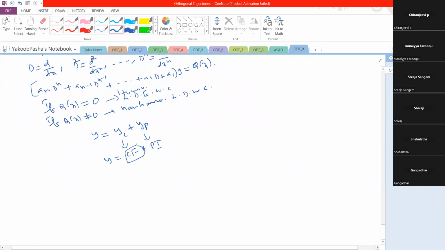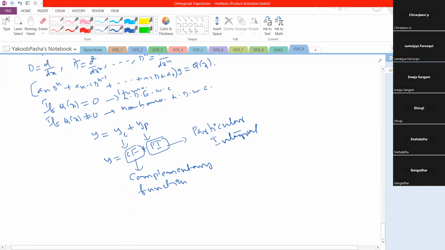Here CF means complementary function. Sometimes it is also denoted by yc, and PI means particular integral. The general solution of this equation is y equal to complementary function plus particular integral. For homogeneous linear differential equations, the solution becomes only the complementary function. Y is equal to CF only.